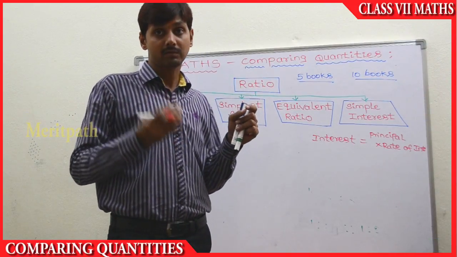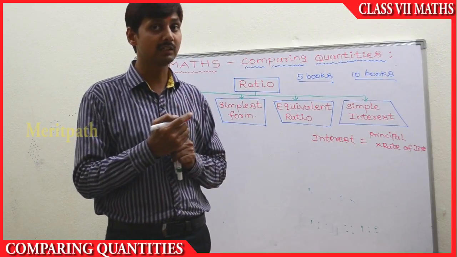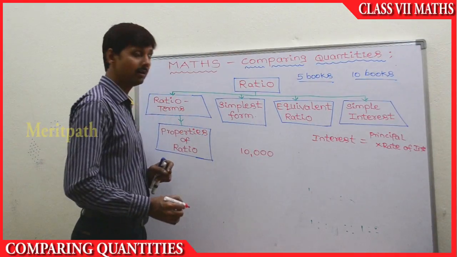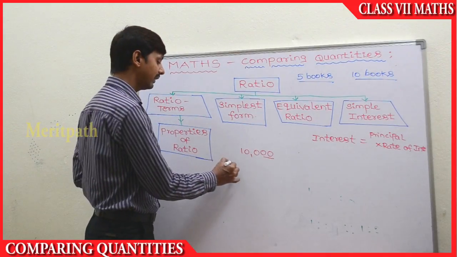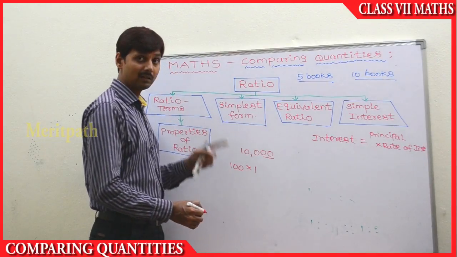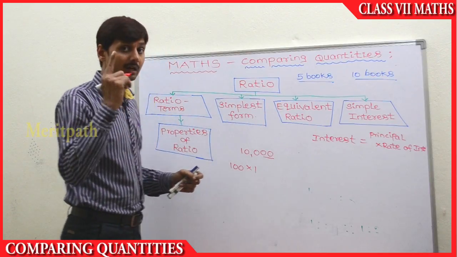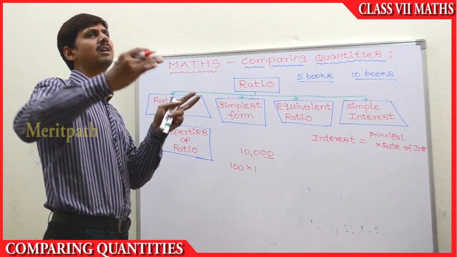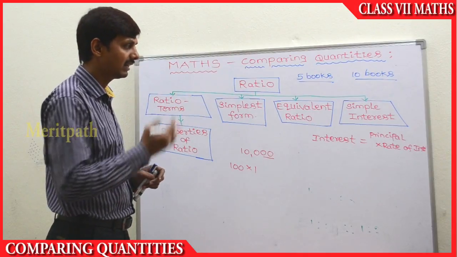If we are taking 100 rupees, for each 100 we need to pay 1 rupee if it is 1% interest. If we have taken 10,000 rupees, how many hundreds are there? There are 100 hundreds. So 100 rupees we need to pay for 1 month. That is called the rate of interest. 1% means 100. If it is 2%, for each 100 we need to pay 2 rupees. So this is calculated as the rate of interest.